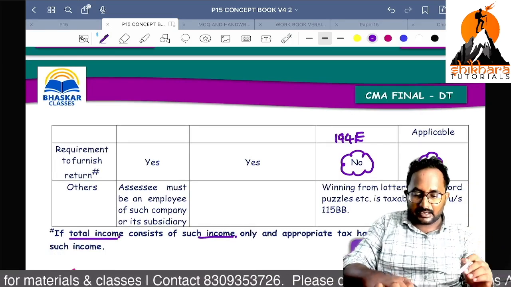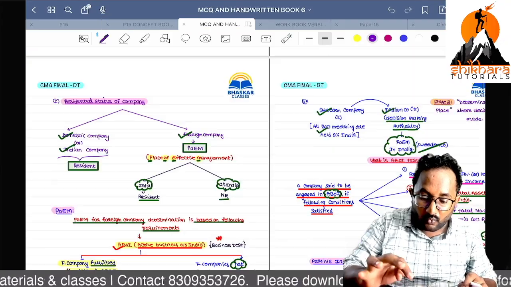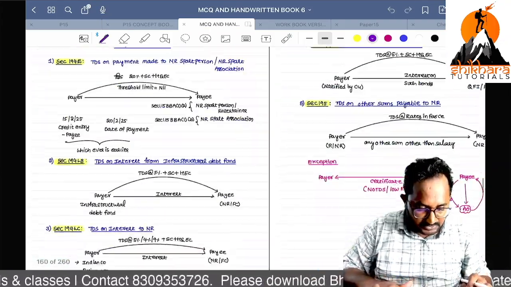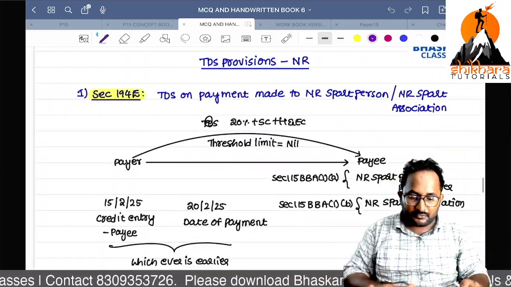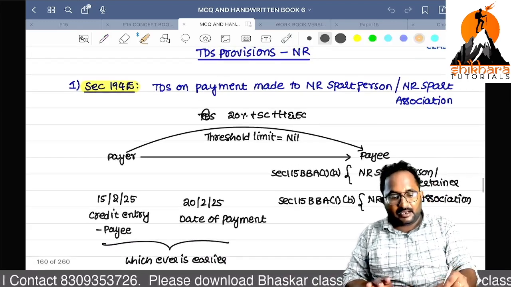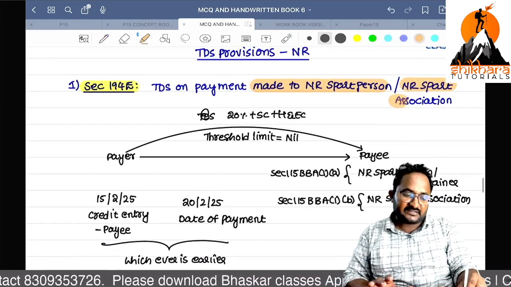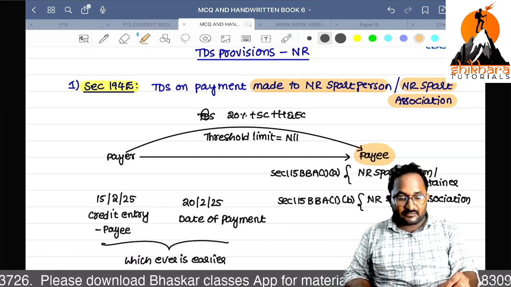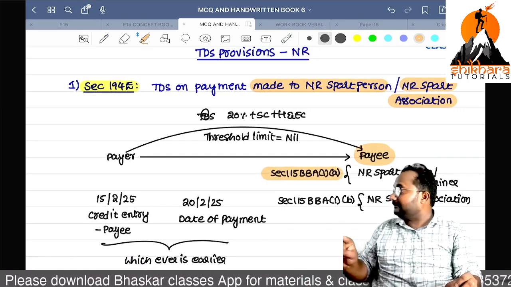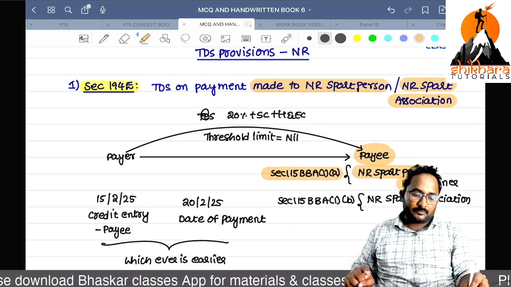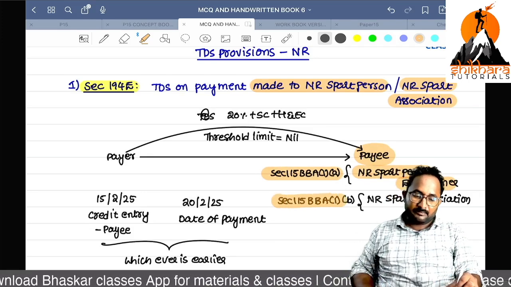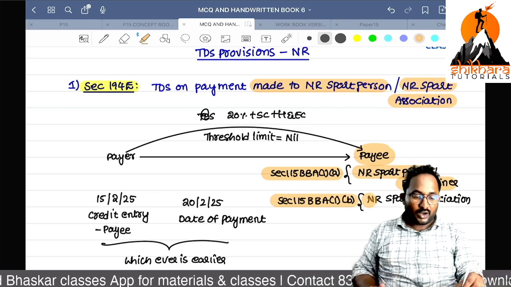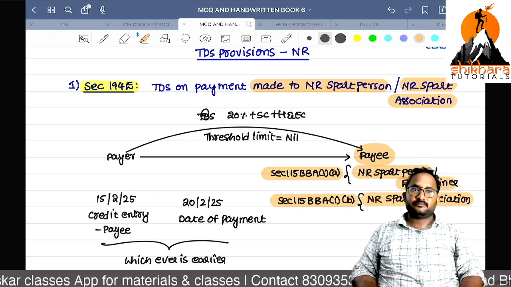Now, immediately, I want to open the 194E TDS provision. What is that, ma'am? 194E: TDS on payment made to a non-resident sportsperson or non-resident sports association. You already know how to pay the tax in the hands of this person. Section 115BBA subsection 1 clause A covers a non-resident sportsperson or entertainer. Section 115BBA subsection 1 clause B covers a non-resident sports association.